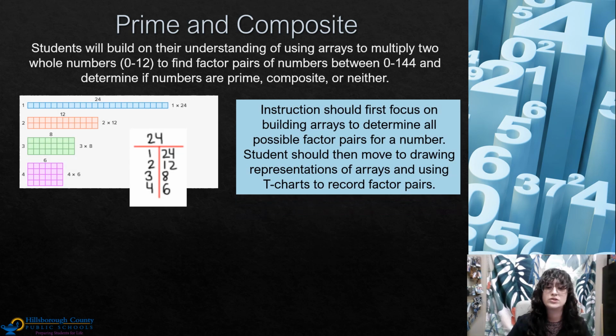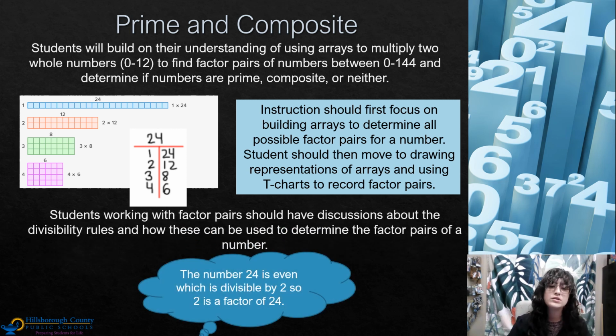Instruction first needs to start with those concrete models and students actually building the arrays so that they can understand how they can manipulate and move it into different rows and different arrangements. Students can then move to drawing representations of arrays and using those T-charts to help record factor pairs. As students are working with factor pairs, they can have discussions about the divisibility rules and how these rules could be used to determine the factor pairs of a given number.